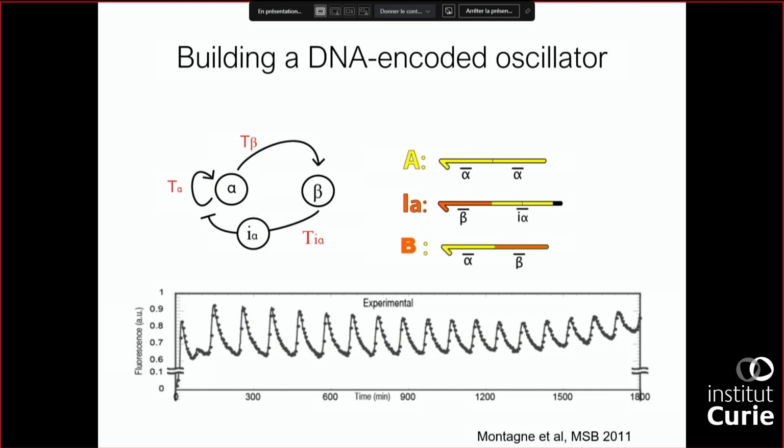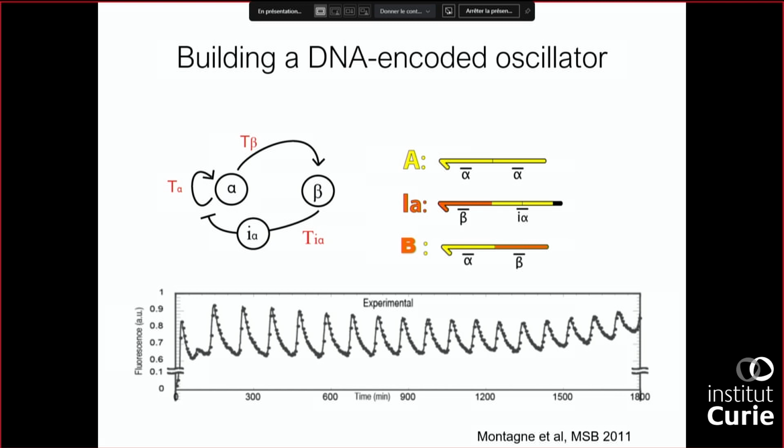We have a fluorescent reporter that I will not discuss again, but this is time. So you see time is in minutes, and we are over a day somewhere here. And this is the fluorescent level of this system. It's just a test tube where we indeed observe nice oscillatory behaviors. And the time scale, so the period, is on the order of hours.